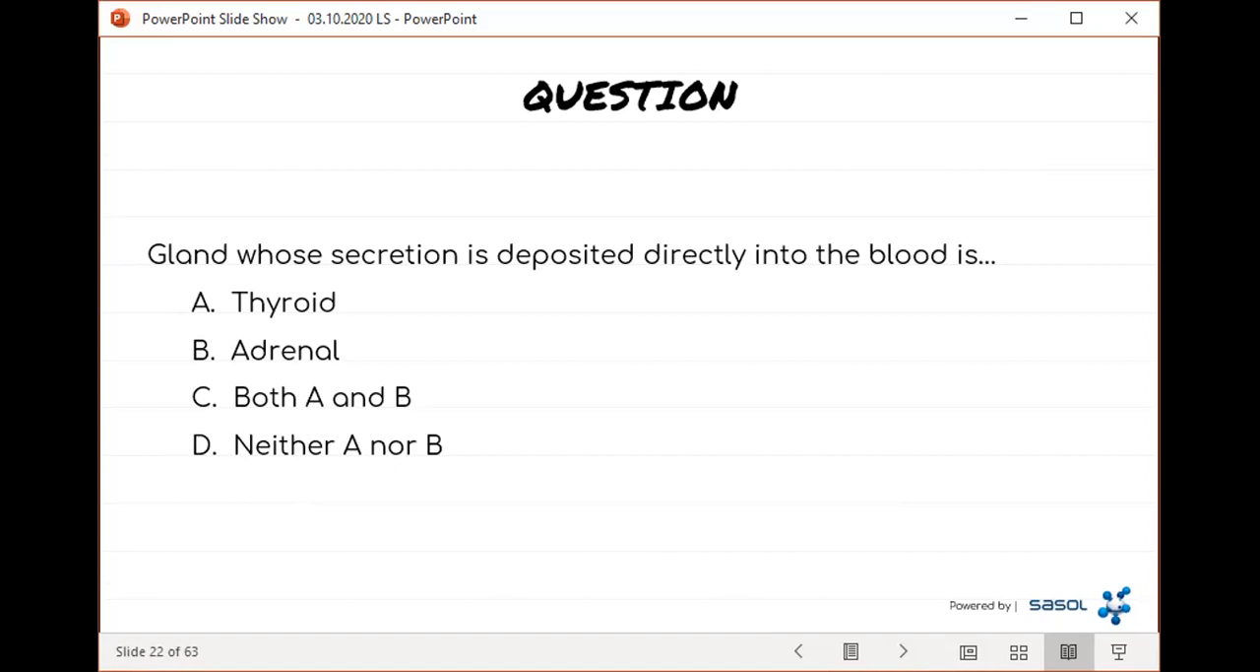Okay, so now the type of gland that we are looking for here is an endocrine gland, because there's a deposition of the hormone directly into the blood and not in ducts, right? So we're looking for an endocrine gland, and we know that the thyroid as well as the adrenal are both endocrine glands. So therefore, our answer needs to be C, which says both A and B, right? Then we can move on to the next question.